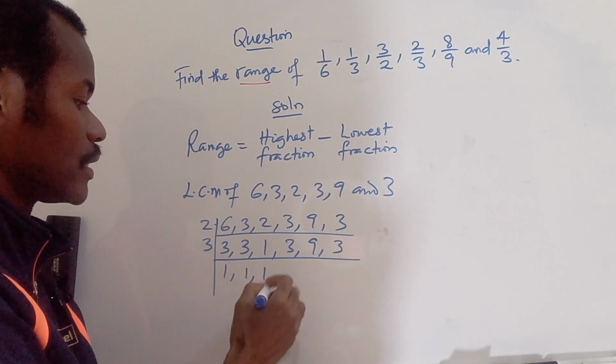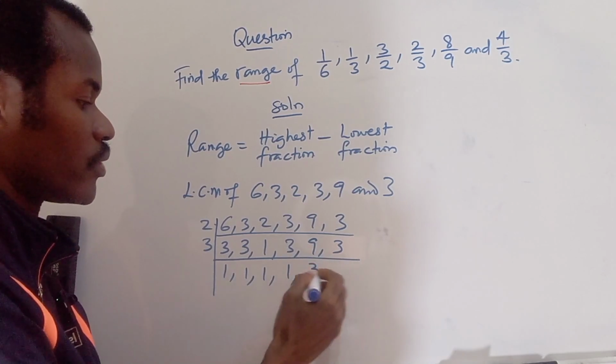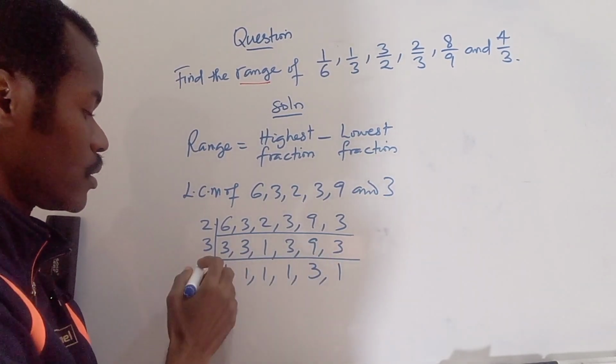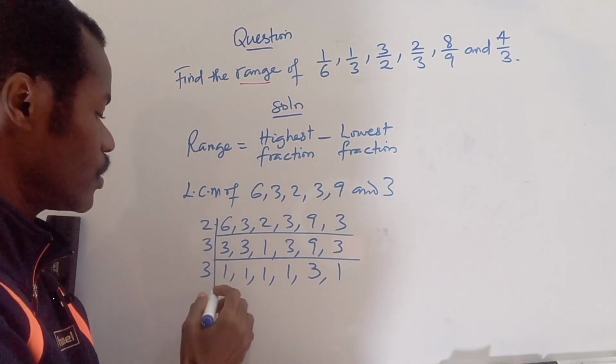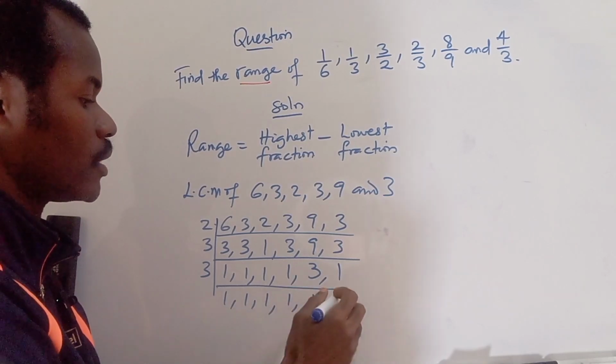Also 1. So 3 into 3 again is 1. 3 into 9 is what? 3. And 3 into 3 is 1. So lastly, 3 goes. So we have 1, 1, 1, 1, 1, and 1.